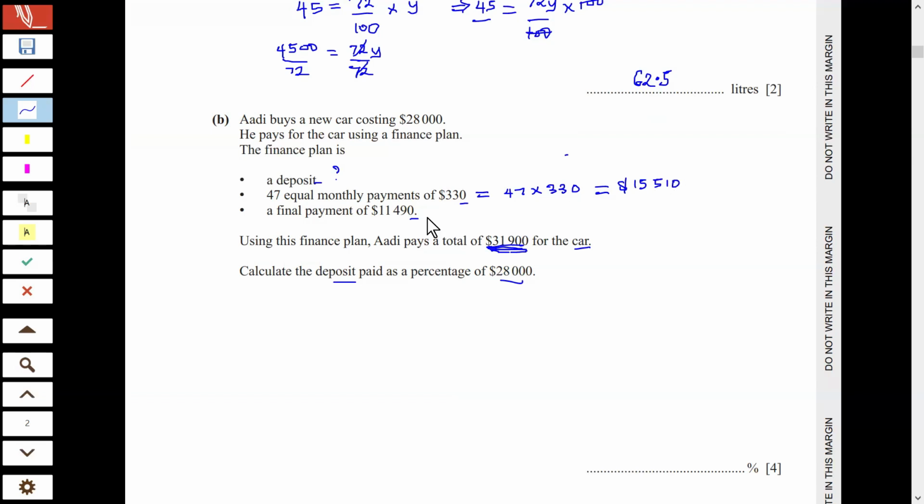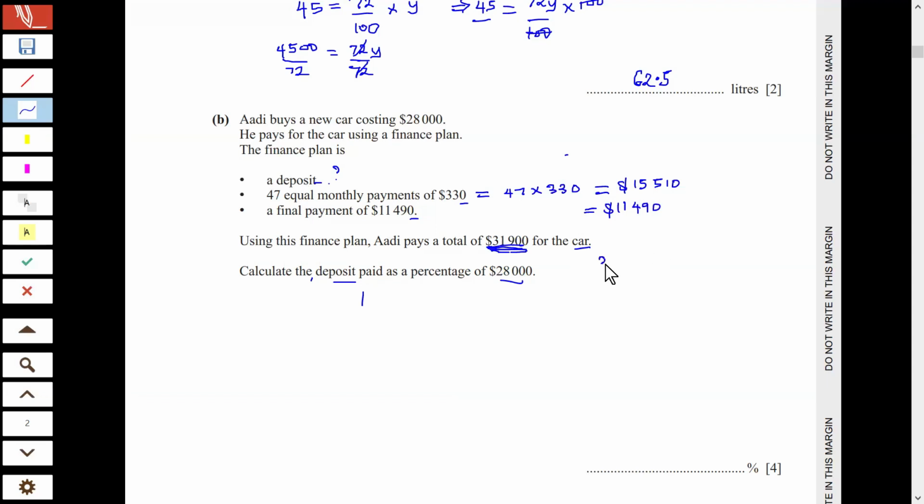Now, we have a final payment of $11,490. Now, using the finance plan, Avi pays a total of this amount for the car. So calculate the deposit paid as a percentage of $28,000. Now, the deposit is unknown, so first we have to figure out what the deposit is.